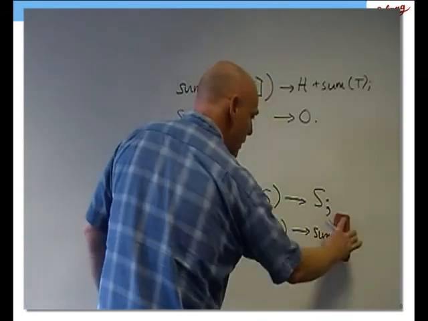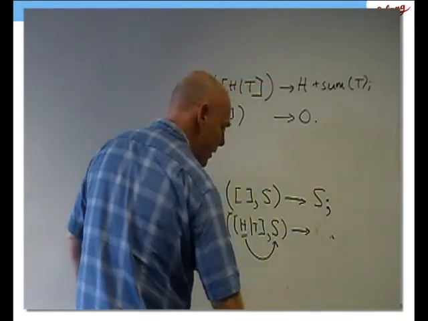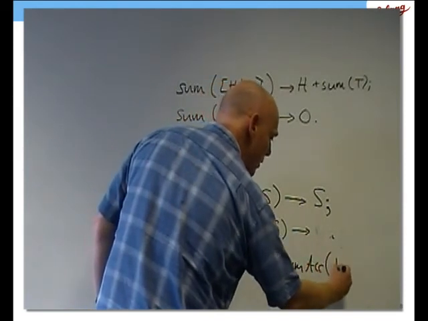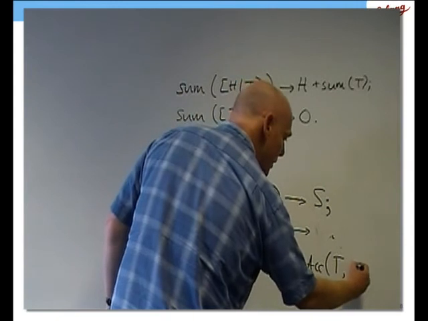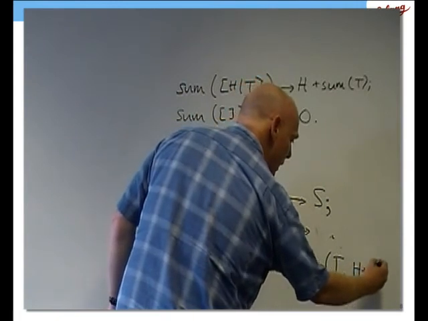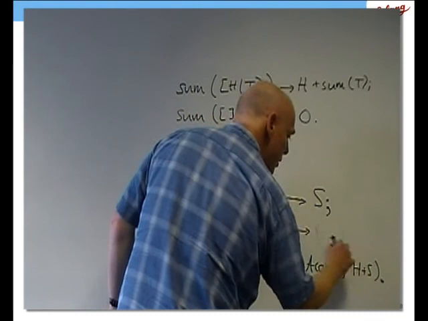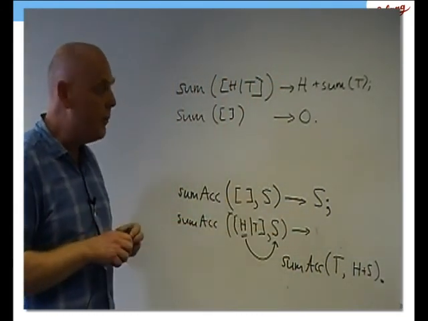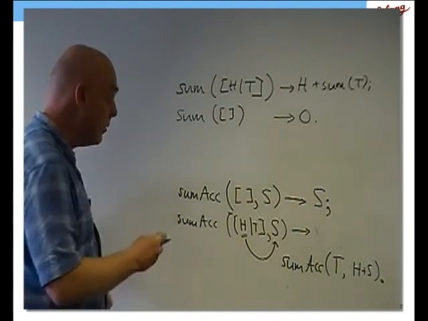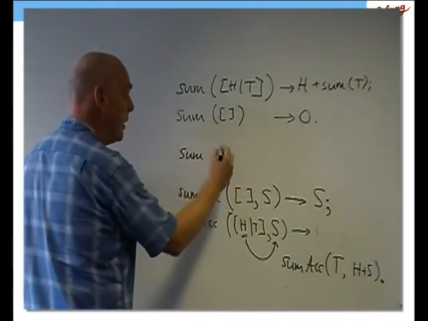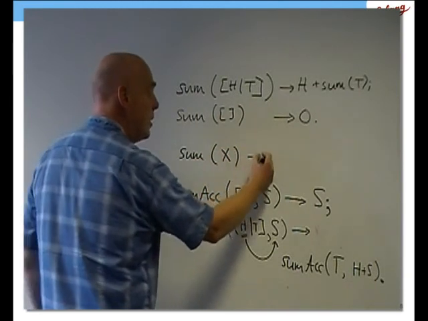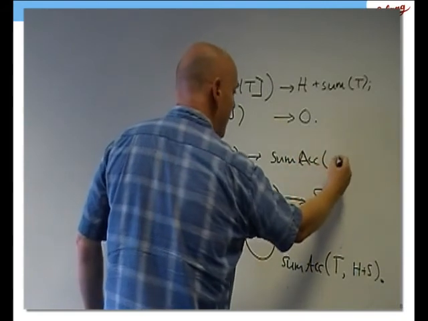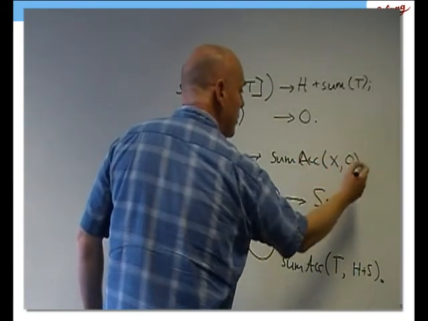Let's write it down here. Sum ac. Now we've just got the tail left, but what we've got now is the head added to what we had so far in that variable there. Now the question is, how do you start this off? And the answer is that you can calculate the sum of a list by starting off the sum accumulator with the list, and the sum so far is 0.